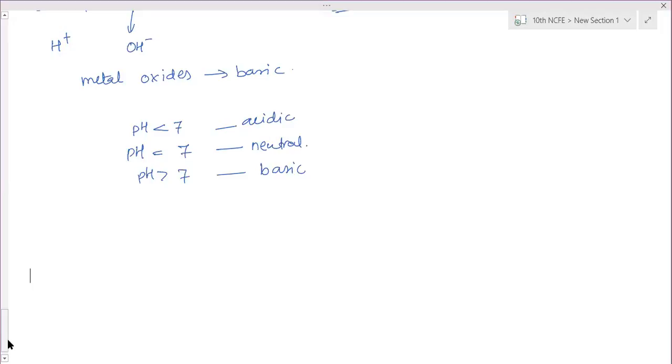We will take it up again tomorrow, and then the remaining salt parts we will complete tomorrow. Okay. So science students can leave, and maths students, start maths now.